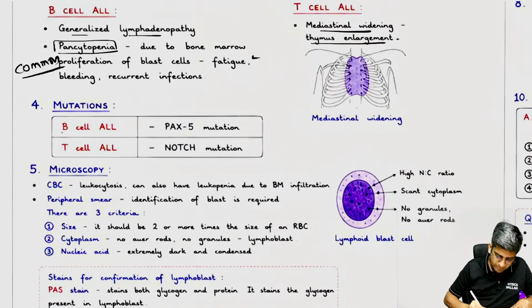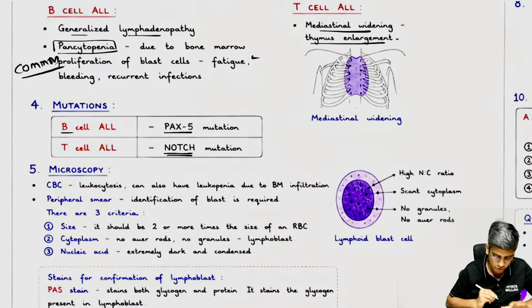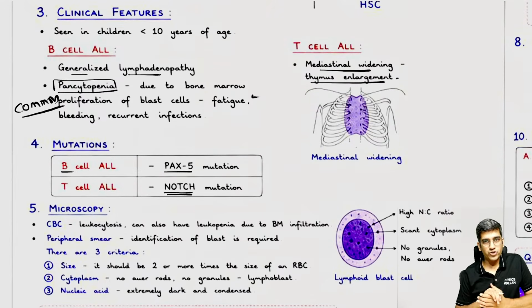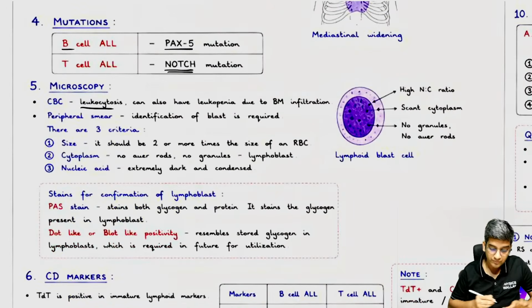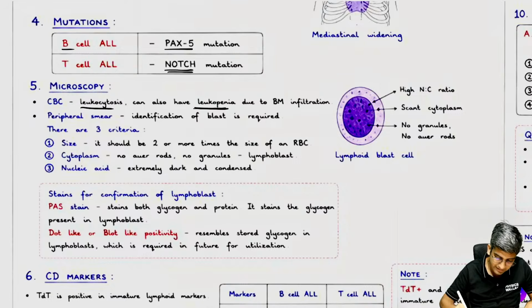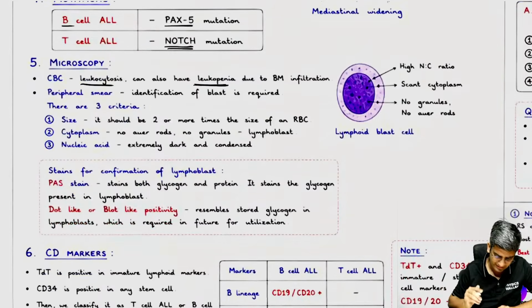So mutations of B-ALL, PAX5, same thing what we read in Hodgkin's. B cell is PAX5. T cell, the most common mutation is NOTCH mutation, right? So how do I diagnose them? Once you have a suspected patient with a fever, most of the leukemias are diagnosed incidentally. Patient comes for a fever, you take a CBC, you'll have leukocytosis, and on peripheral smear, you'll have blasts. It's a microscopic diagnosis most of the time, right? In CBC, you'll have leukocytosis, might also have leukopenia, but most of the time you'll have leukocytosis only, fine? Rarely I can have other things as well, right?